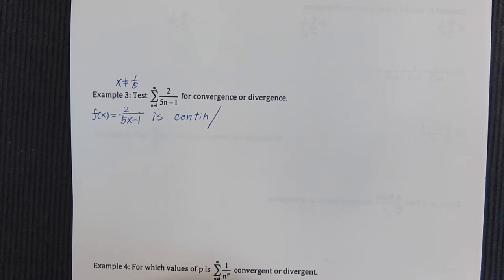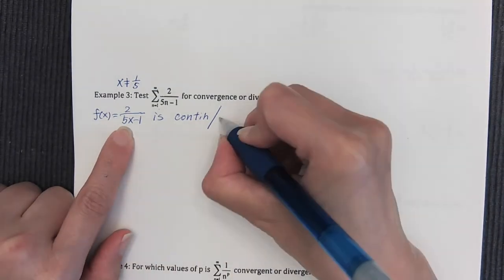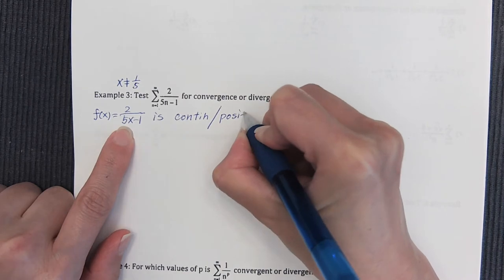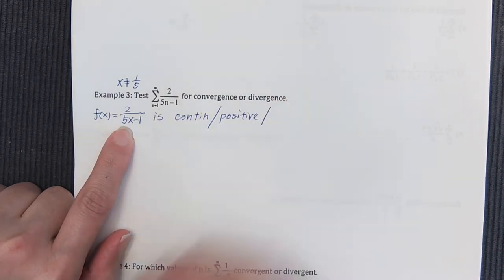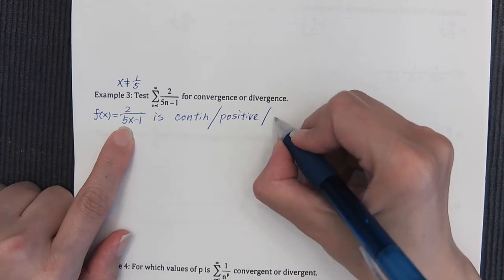We have to know if it's positive or negative. Can I say positive? It is positive if I plug in 1, 2, 3, 4, 5, 6, 7, forever. Yeah, it's positive, right? Positive. Okay, there's one more. What did I say? Decreasing? Yeah.